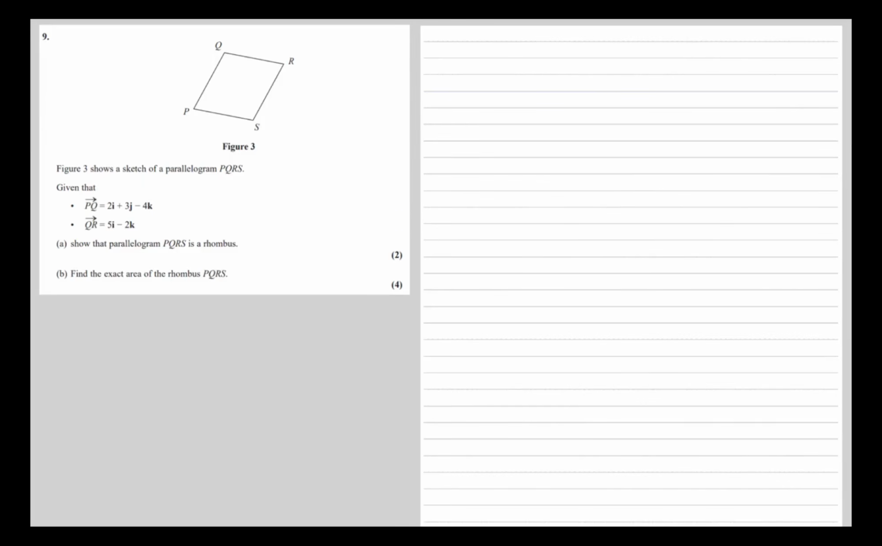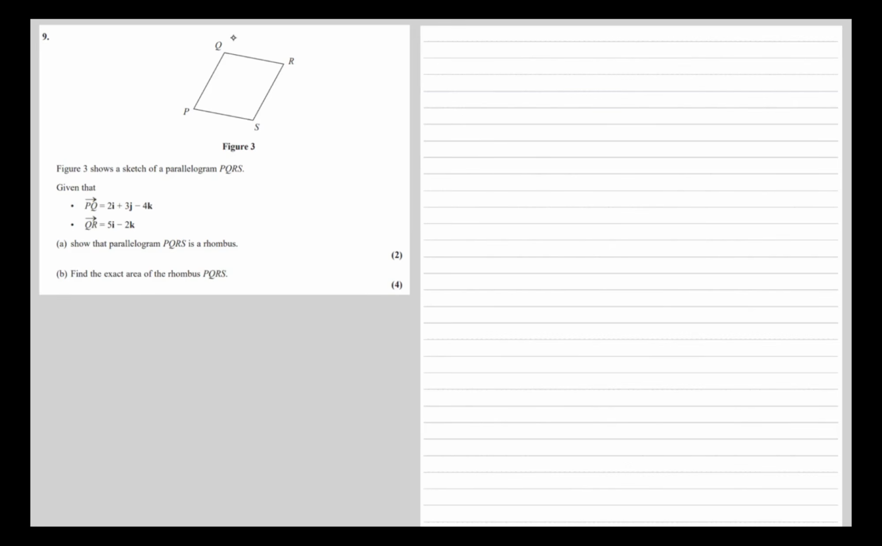Figure 3 shows a sketch of parallelogram PQRS, given that PQ is 2i plus 3j minus 4k, and QR is 5i minus 2k. Show that parallelogram PQRS is a rhombus. A rhombus has 4 equal sides. So we already know that this is a parallelogram, so the opposite sides are equal.